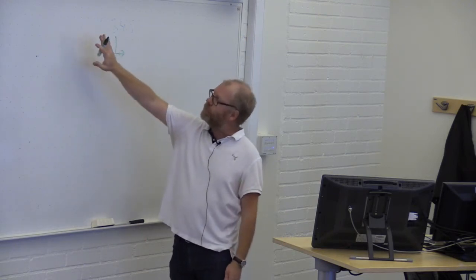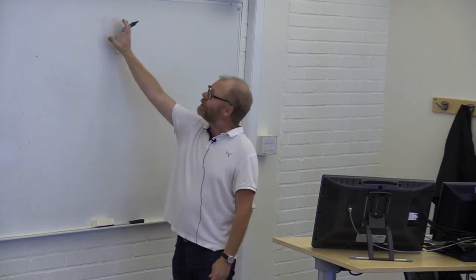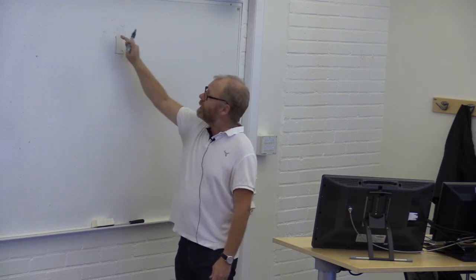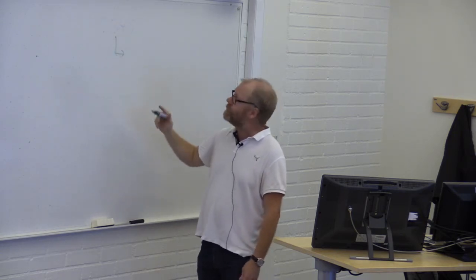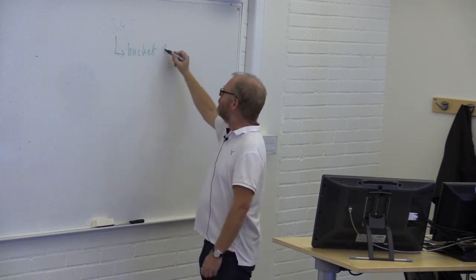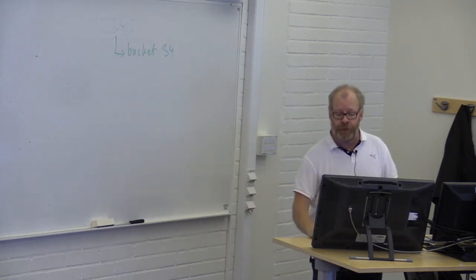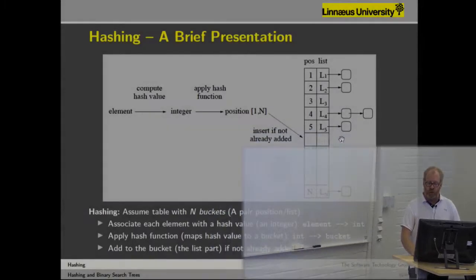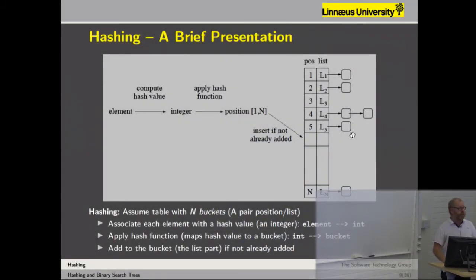So first, whatever we are inserting, we associate it with a hash value. And then based on the hash value, we do the actual hashing. And it says, OK, it should be inserted into bucket 34. Then we go to bucket 34, iterate over this list here, and insert it if it's not already there. And this we do for all the elements. We associate them with a hash value, we use the hash value to find a bucket, and then we search through the list in this bucket.